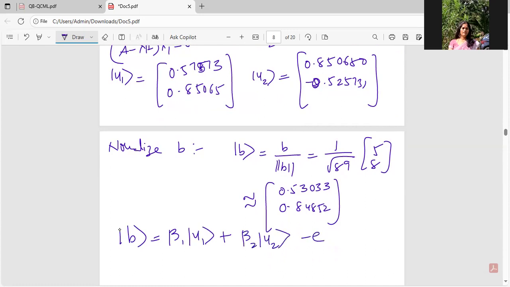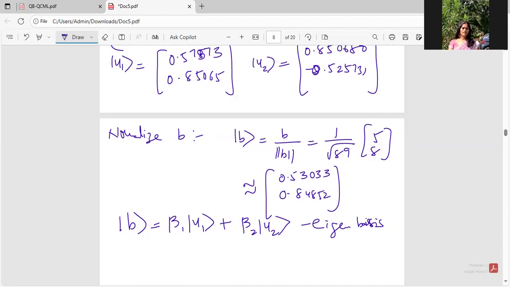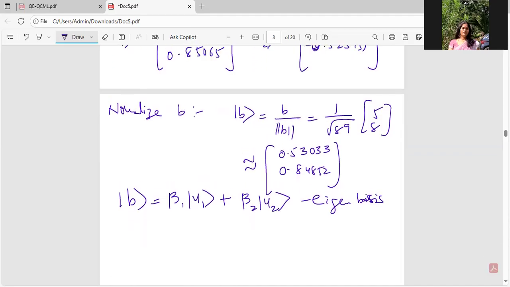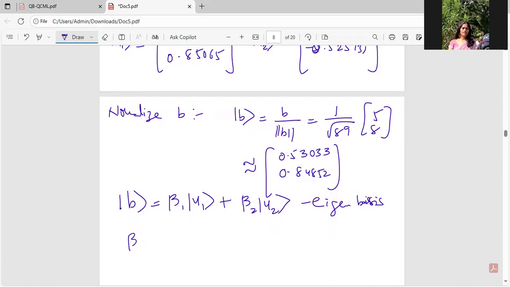Eigenstate, eigen basis. I will write the eigen basis. What exactly is it? How do I find beta 1 and beta 2? Beta 1 is nothing but the inner product of U1 and B. Beta 2 is nothing but the inner product of U2 and B.